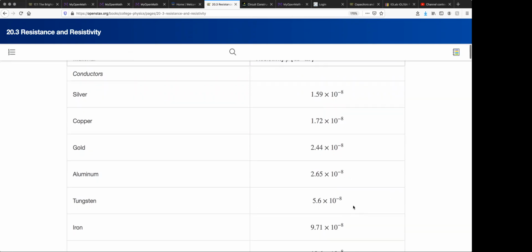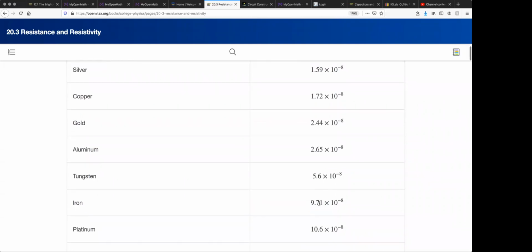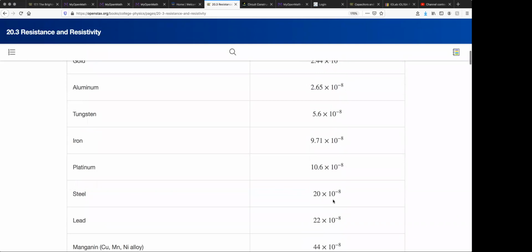Tungsten, not such a good conductor. However, tungsten melts at extremely high temperatures. So it's really good for making the filament in light bulbs, which is what they normally use for filaments in light bulbs: tungsten. Iron, you can see here, not a great conductor. Platinum, not a great conductor. Steel, not a great conductor.